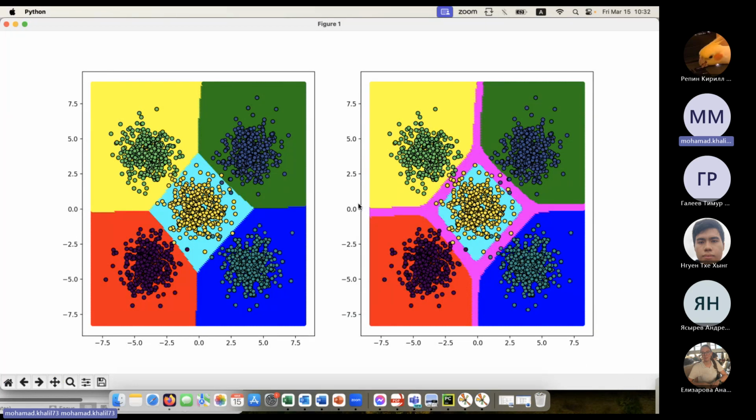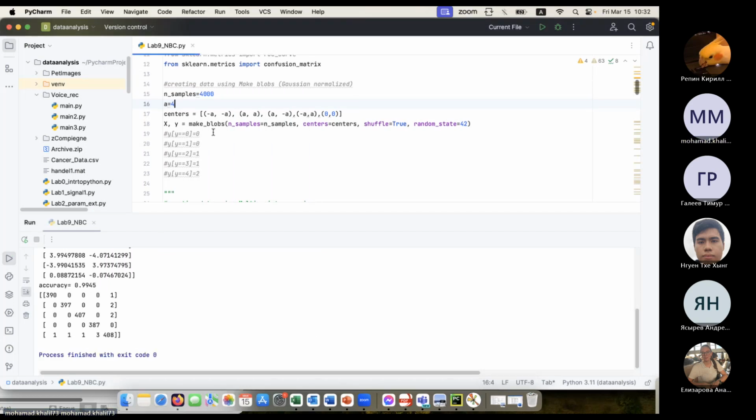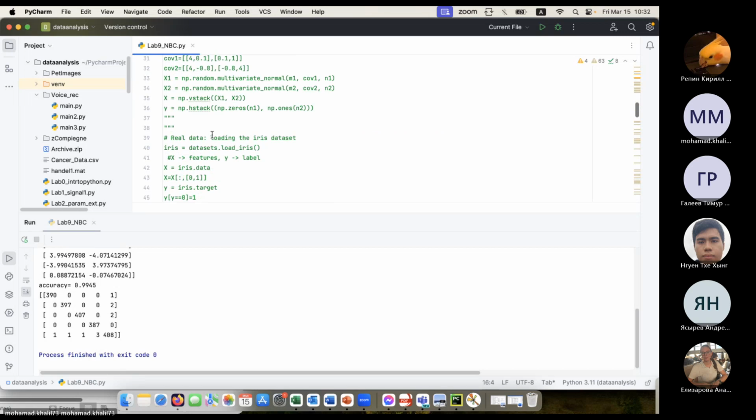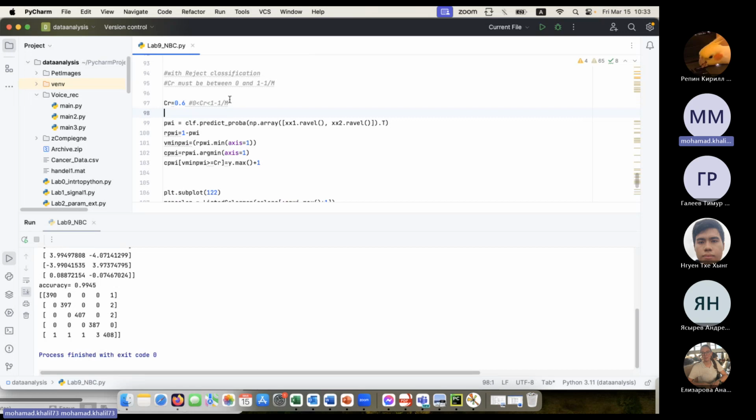If CR equal 0.1, I think. And look, if I put 0.5, 0.6, what is CR? CR must be, look, you have to know always that 0 is less than CR is less than 1 minus 1 over M. M is the total number of classes. What is M here? M here is 5 classes. 1 minus 1 over M, that means CR must be between 0 and 1 minus 1 over M.